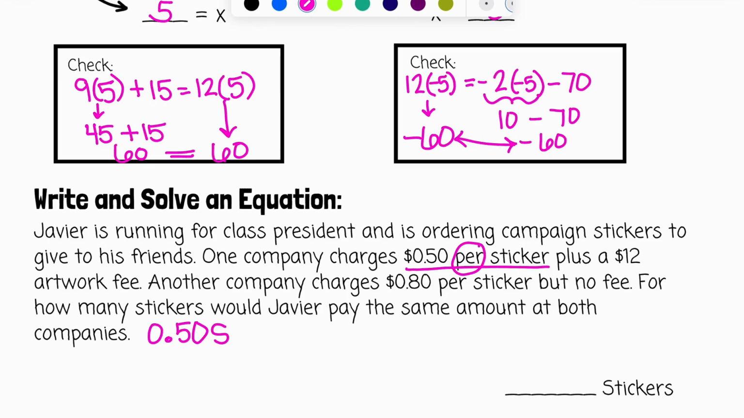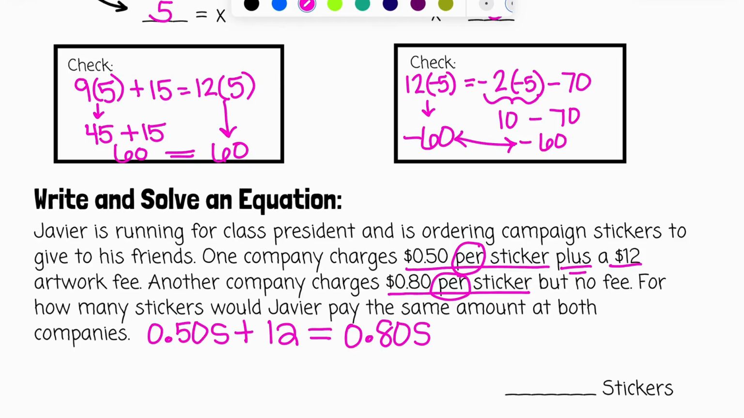So let's start with the first one. They charge 50 cents per sticker. Now, wherever you see this word per, that's your clue that that's where your variable goes. Okay, so 50 cents per sticker. I'm going to use an S for stickers, plus $12 for the artwork fee. Okay, so that's the first company. I'm going to set that equal to what the other company charges. The other company charges 80 cents per, there's that word again, sticker. So 0.80 S. Okay, so that's our equation, and now we're going to solve it.